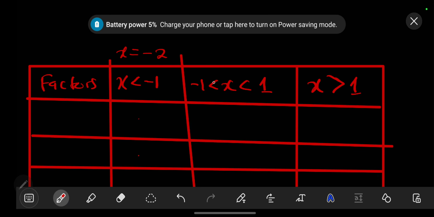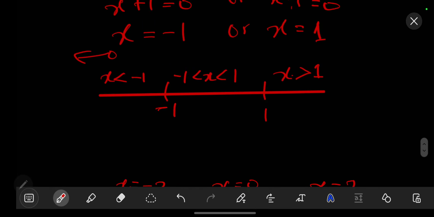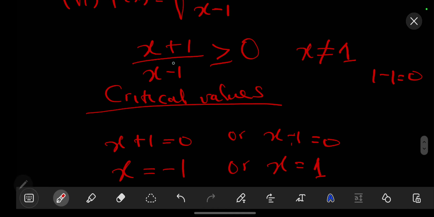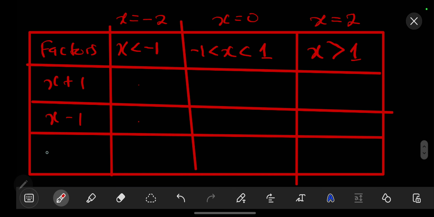Then in between -1 and 1, it will be x is equal to 0, and finally here it will be x is equal to any number that is beyond 1. We can have 2, 3, 4, it's okay. Then the factors are the ones that we used, which are x plus 1 and x minus 1. Then when you divide, you're going to get a quotient, like that.